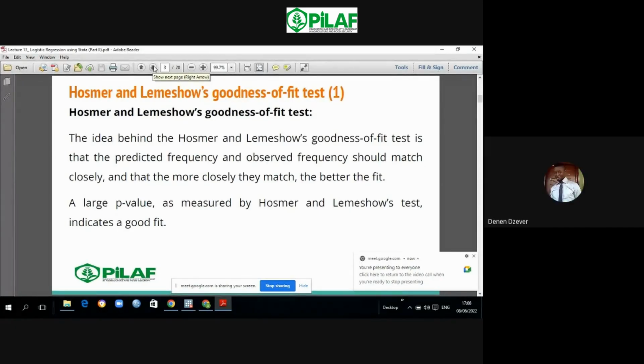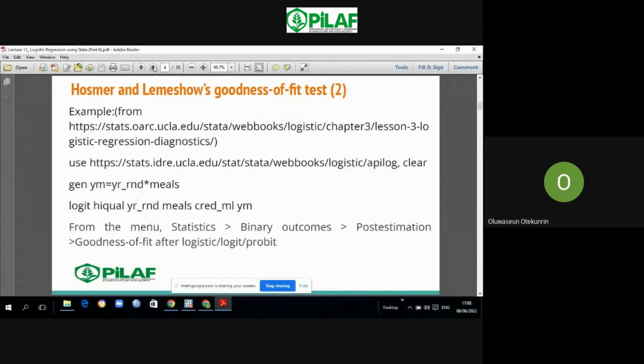So, in our logistic regression, we have predicted probabilities, and then we have the observed frequencies. The idea behind the Hosmer and Lemeshow goodness of fit test is to ensure that the predicted frequency and the observed frequency match as closely as possible. So how do we know whether we have a good fit? A large p-value, as measured by the Hosmer and Lemeshow test, will indicate a good fit.